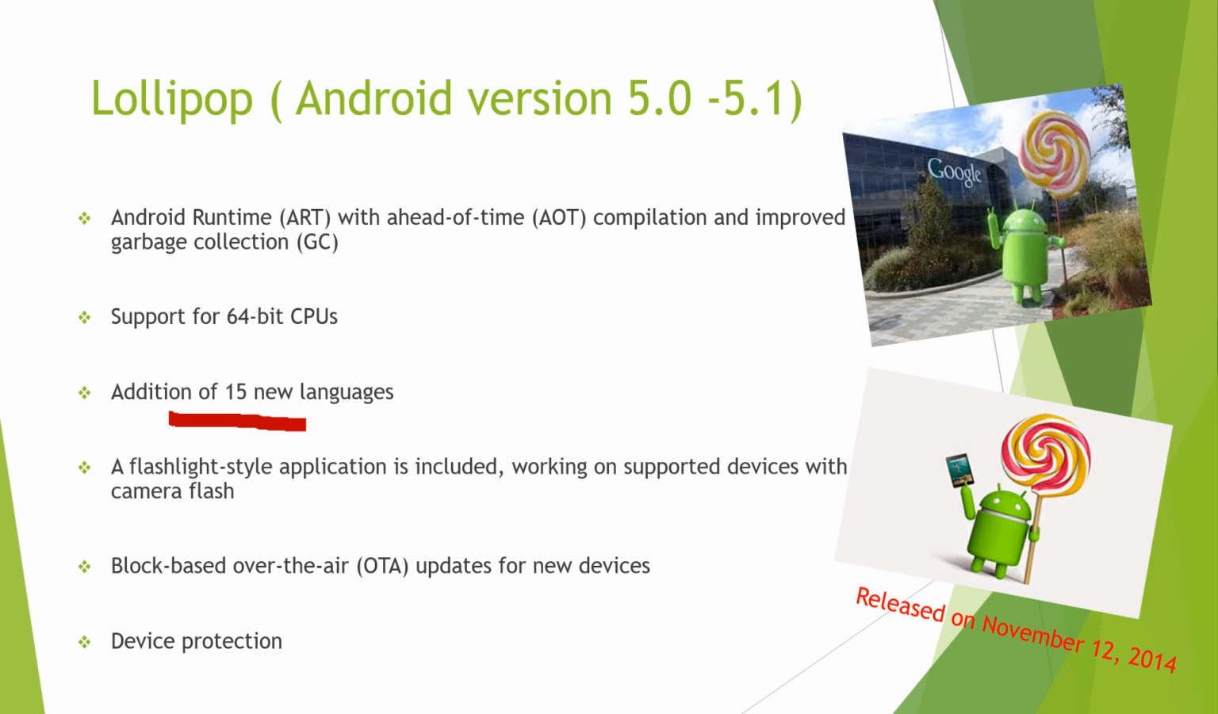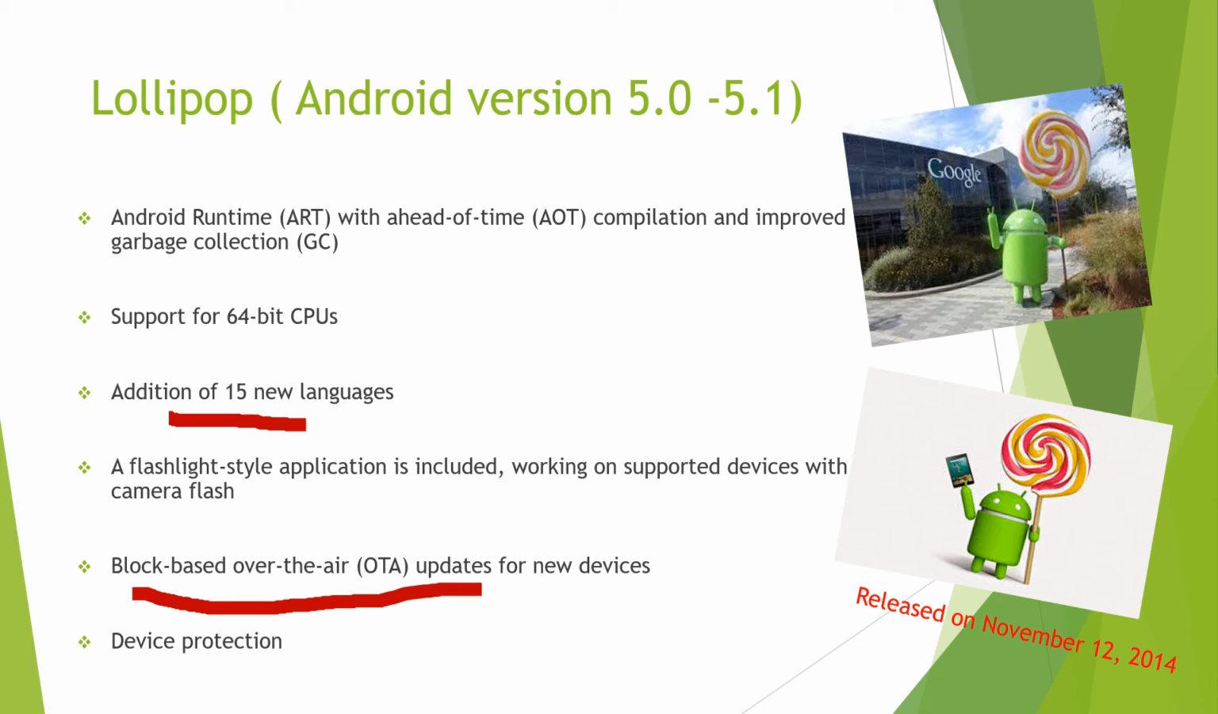Lollipop supported flashlight style applications which worked on devices with camera flash. So whatever camera flash we are using today, this support was provided from Lollipop onwards. Another major important feature introduced in Lollipop was block-based over-the-air updates for new devices. Over-the-air, OTA, is a mechanism by which OEMs remotely update the system partition of the device. So this was another major change from Lollipop onwards.